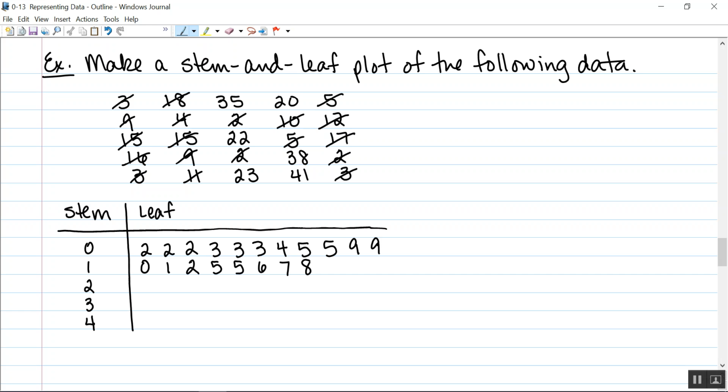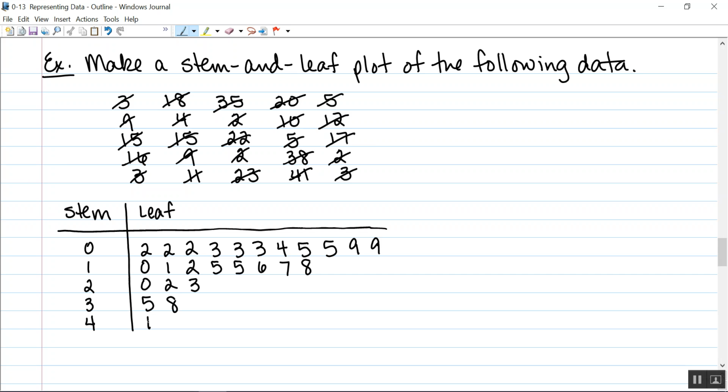Now let's go for those that are in the 20s range. And I have a 20, that's going to be a 0. I have a 22, that's a 2, and a 23, that's a 3. Now my 30s, I have a 35 and a 38, so that's going to be a 5 and an 8. And then my remaining one is a 41, which will be a 1 right here.